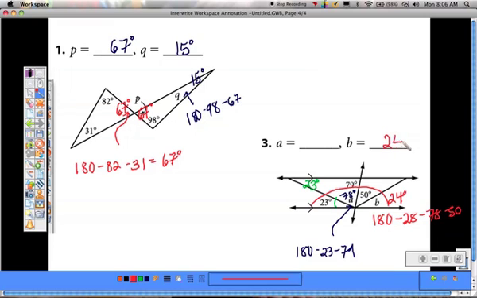So again, we're using a number of different properties that we've learned before. 1, alternate interior angles are congruent. 2, there's 180 degrees in a triangle. And 3, there's 180 degrees in a straight line.